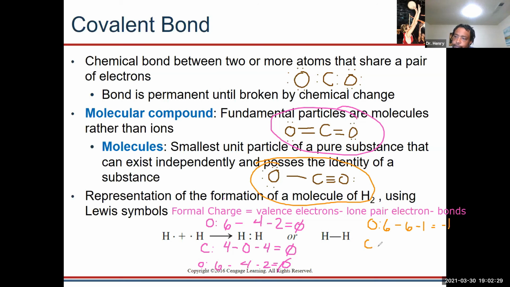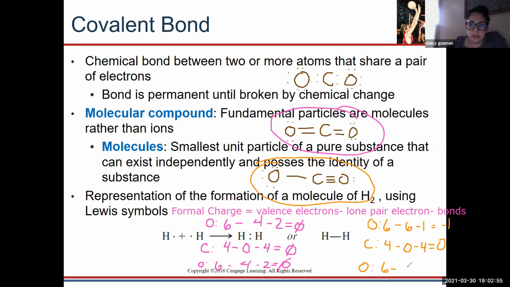Okay, carbon has 4 valence electrons. How many lone pair? 0. And how many bonds? 4. And then the other oxygen: valence electrons, 6. Lone pair electrons, 2. And bonds, 3. So that should be a +1.